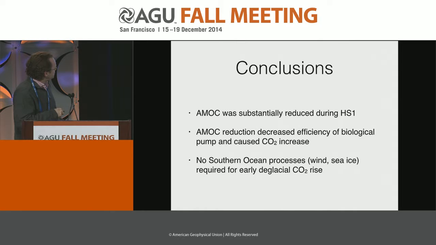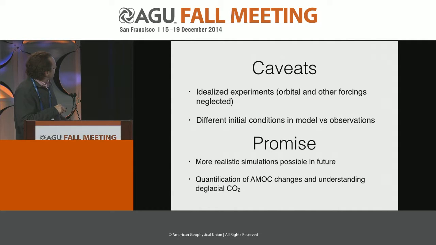Then in the model, the AMOC reduces the efficiency of the biological pump, and this causes the CO2 to increase. And as I mentioned before, there's no wind changes applied to the model, so we do not need any changes to the Southern Ocean directly forced in the Southern Ocean, such as by wind or sea ice, to explain this early deglacial CO2 rise. And I think I already mentioned this is idealized experiments, no orbital and other forcings are considered, and the different initial conditions is a caveat that we need to consider in the interpretation.